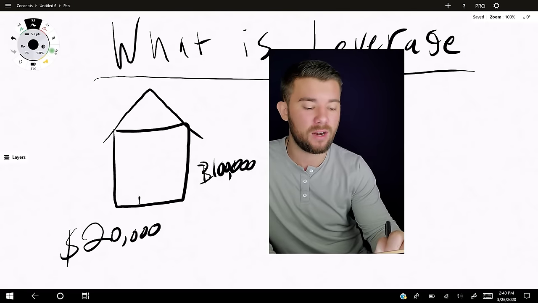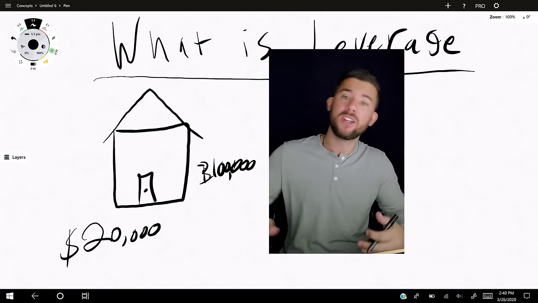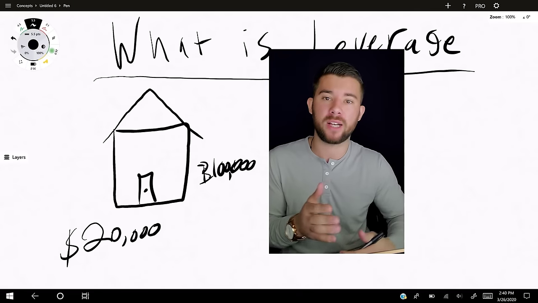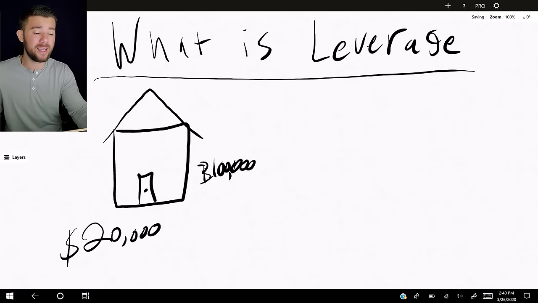So let's do this scenario. Let's say you say, okay, yeah, great deal. That is an amazing deal. So let's do it. You buy this $100,000 property with a $20,000 down payment and you have no payments. And then throughout the course of 12 months, the housing market drops 50%.